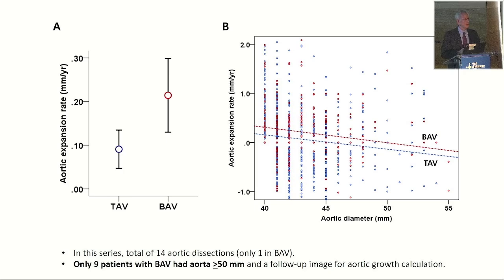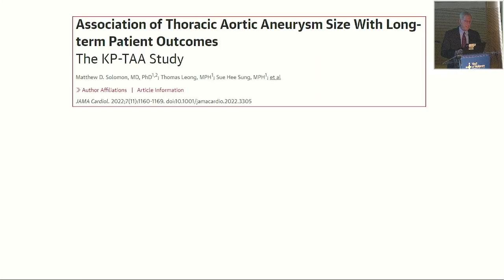There were very few bicuspid valves in this population that had large aortas, yet that was a very strong component of the paper emphasizing the relatively low risk for bicuspid valve patients. There were 14 dissections in this series, 1 with bicuspid valve, but only 9 patients with bicuspid valve and an aorta more than 50 millimeters that had follow-up imaging. And the average growth of the bicuspid valves was twice the size of tricuspids in this cohort.